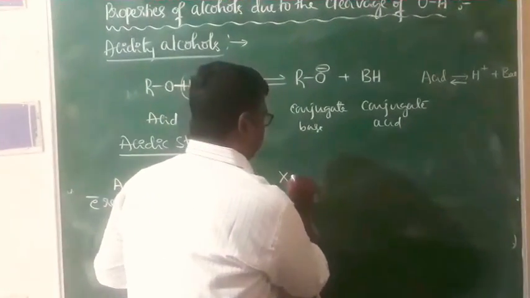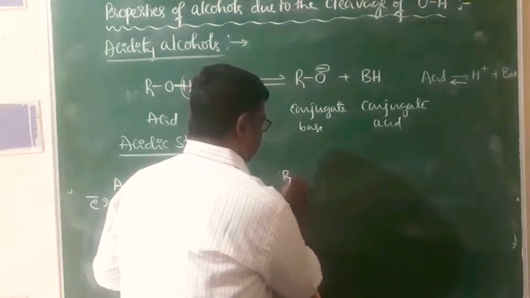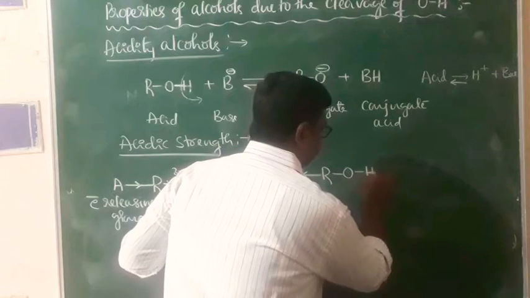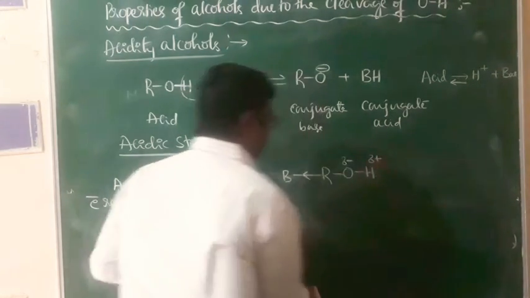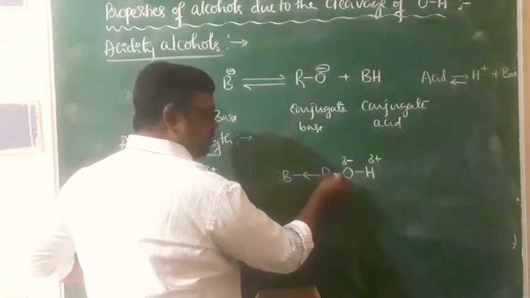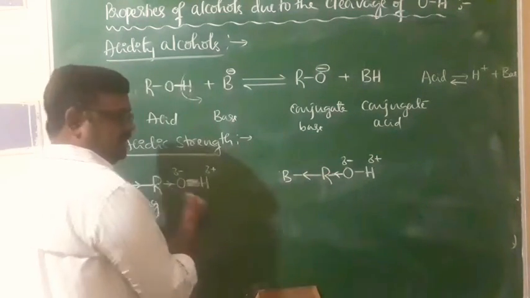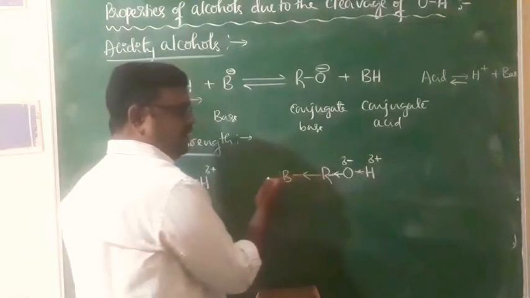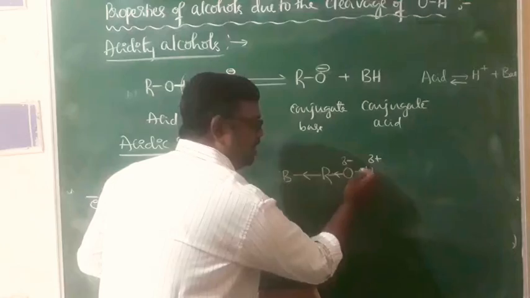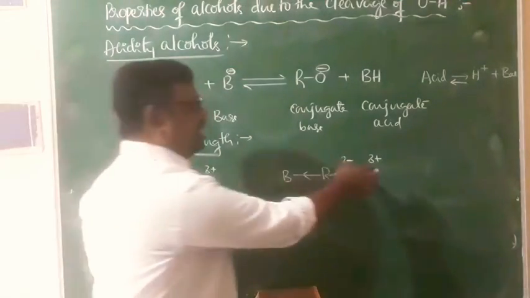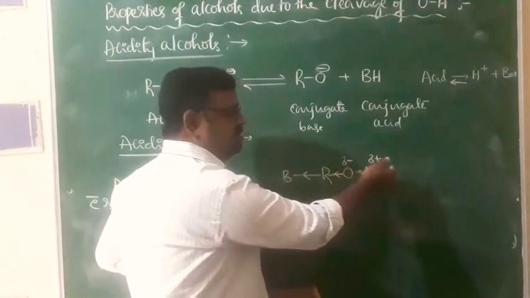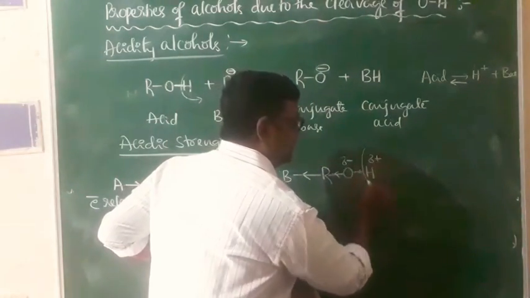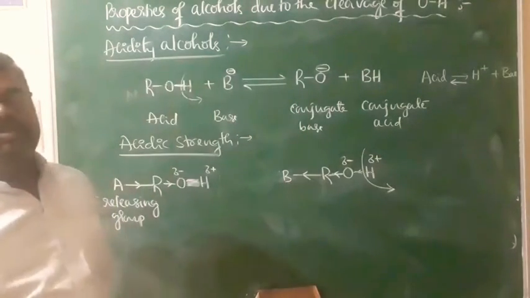Okay, now if I connect an electron withdrawing group like B to the alcohol, the electrons are moving towards B, in the opposite direction. All electrons are moving towards B. If electrons are moving towards B, what happens? Electron density between O and H decreases, or the polarity of the OH bond increases, or the positive charge of hydrogen increases. Then what happens? The OH bond becomes weak. That hydrogen can be easily removed in the form of H plus.